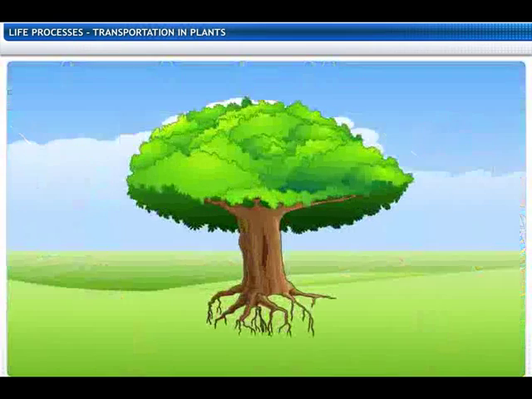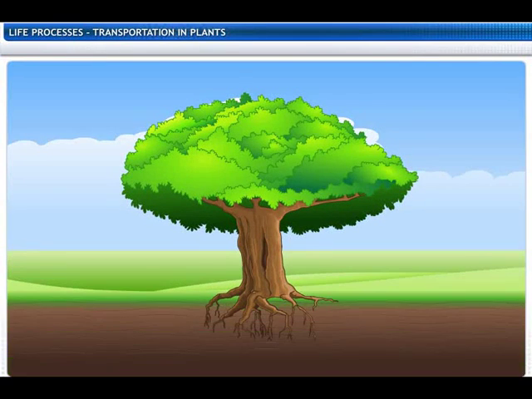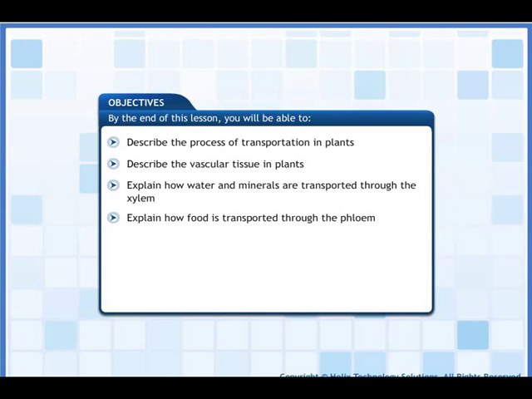In the same way, plants also have specific tissues which act as lifelines. These tissues transport nutrients to different parts of the plant. This lesson is about the transportation of water and nutrients to different parts of the plant body. By the end of this lesson, you will be able to describe the process of transportation in plants.